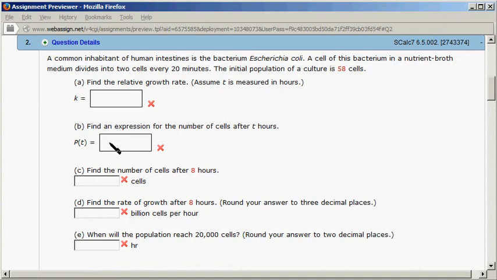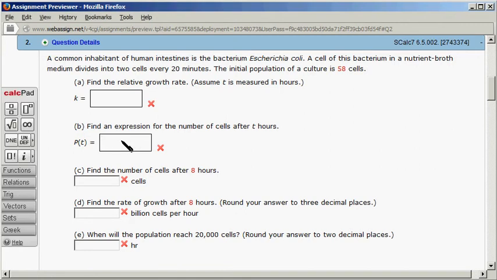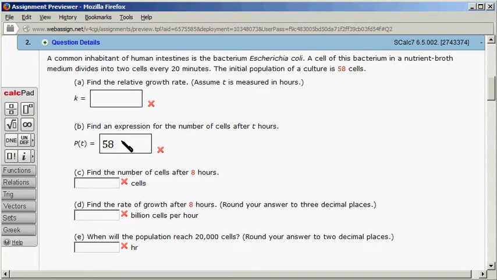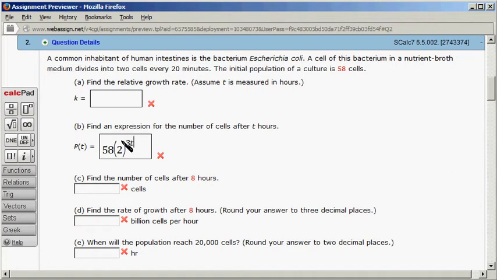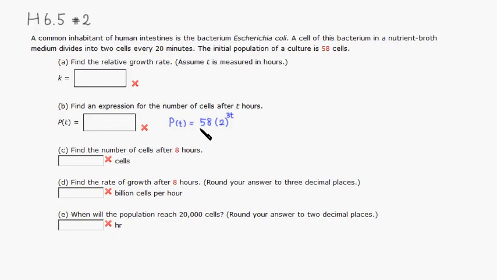So part B was 58, then it's 2 to the 3t power. Now we can look at part A.